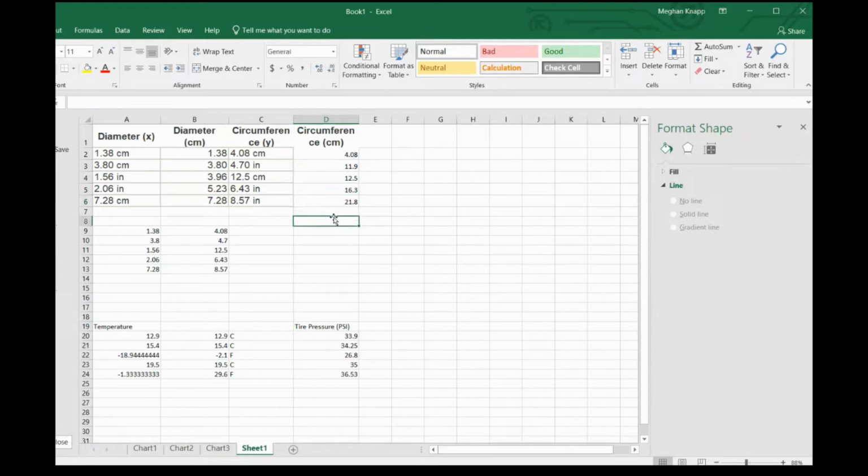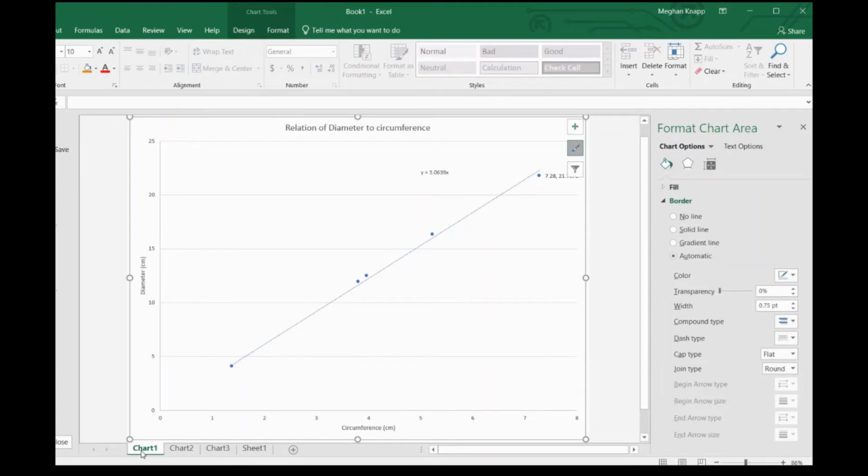Okay, so I want to take a look at how the graphs would look different depending on whether I had my units all the same or had them different. So this is the way your graph should look. We can see that we have everything falling on a nice line.